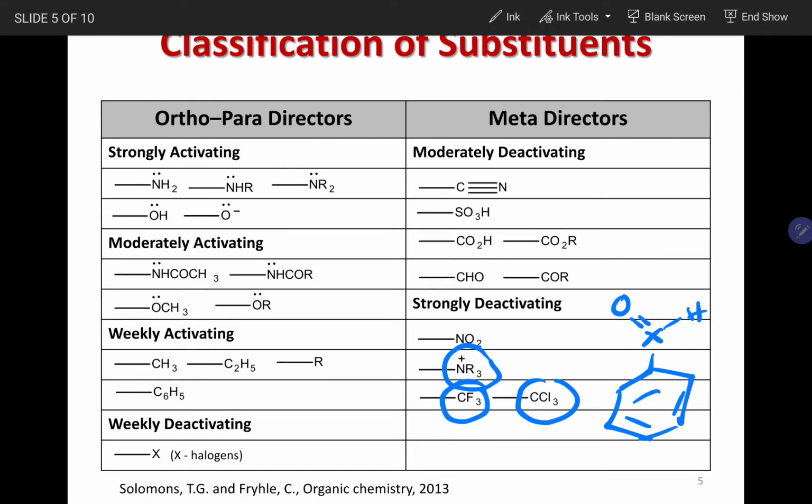So either they will have multiple bonds like these, or they might have highly electronegative atoms attached to the immediate carbon, like CF3. Fluorine is an extremely electronegative atom, the most electronegative atom in the periodic table. Therefore this CF3 is highly electron withdrawing. All right, so that is how you remember meta directors. So let's look at the structure of some of these meta directors in a little bit more detail.